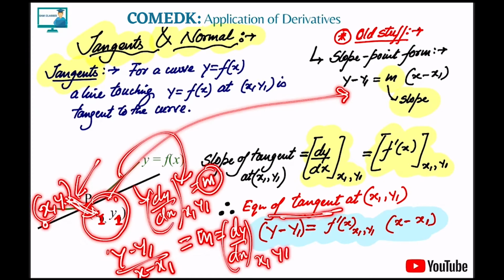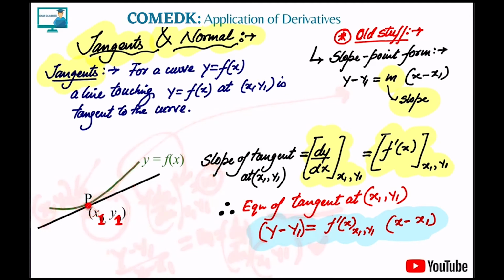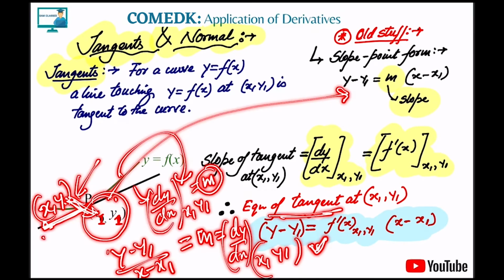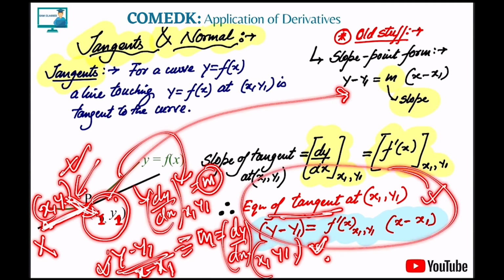Clear? And for the whole line, the slope remains the same. So you can use it. The slope which I got by these two points, let's say x and p, this was the formula, y minus y1 by x minus x1, and that is equal to the slope, and that is m, and that is equal to dy by dx at x1, y1. So that is the equation of the tangent which we can find at this point x1, y1.